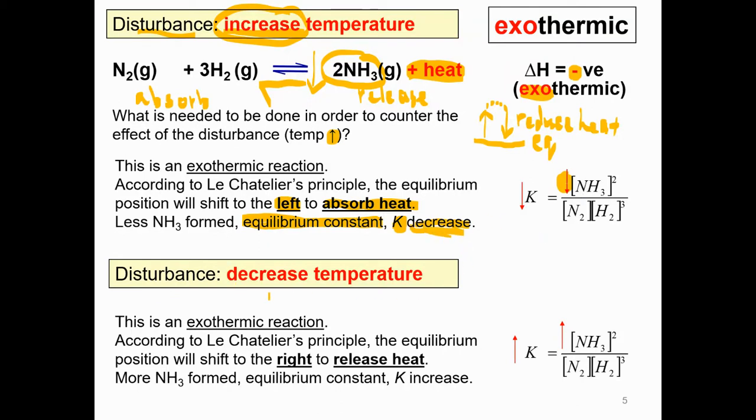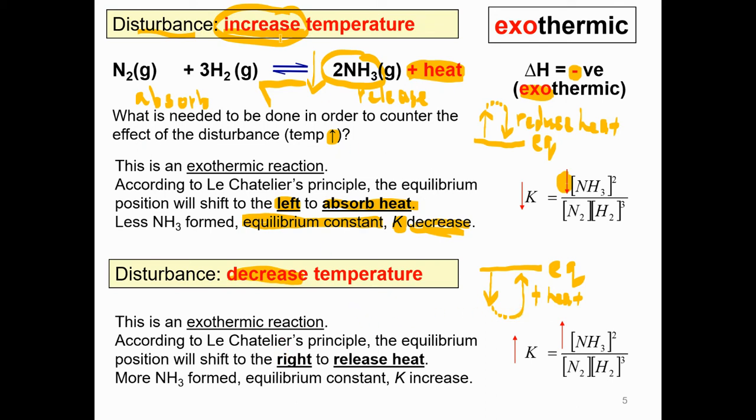Now, next one, what happens if we decrease the temperature? Same thing: when we decrease the temperature, going down, if we want to go back to equilibrium, we need to add heat, or increase the heat.